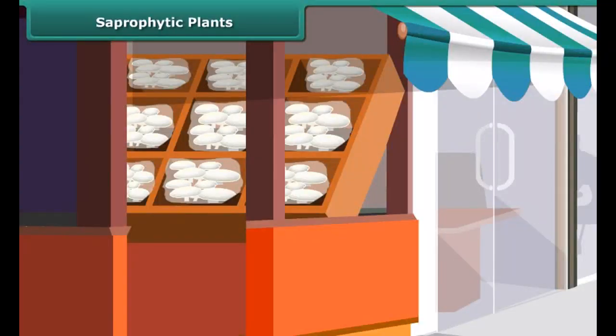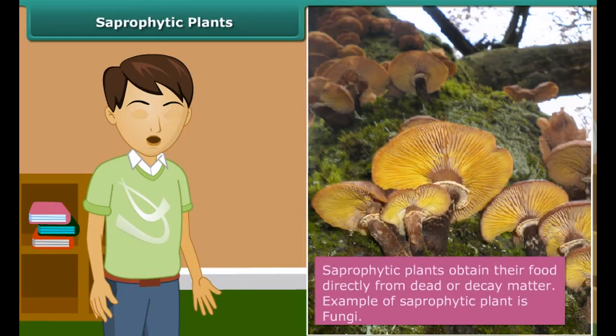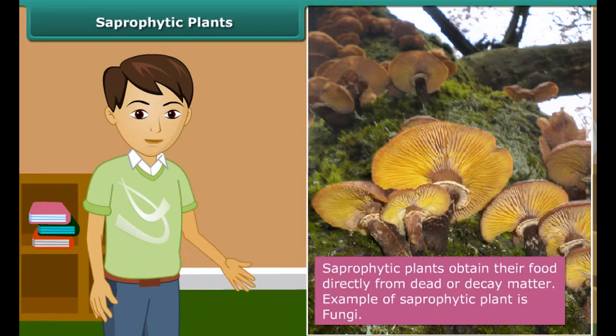When you go to a vegetable shop, you might have seen packets of mushrooms sold in it. Besides that, sometimes you may have also seen fluffy umbrella-like patches growing on rotting wood during rainy season. But do you know what these organisms are and how they get their nutrition? Friends, these organisms are commonly called fungi, and they get their nutrition from dead and decaying matter.